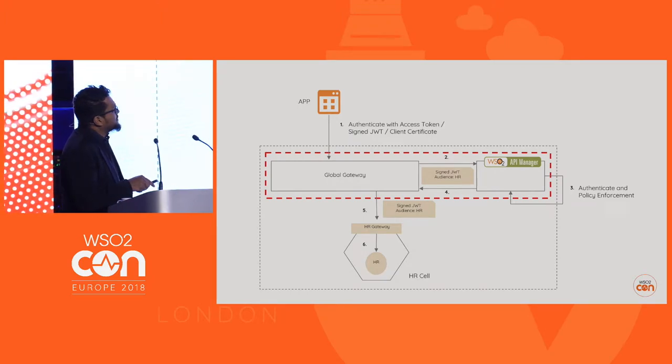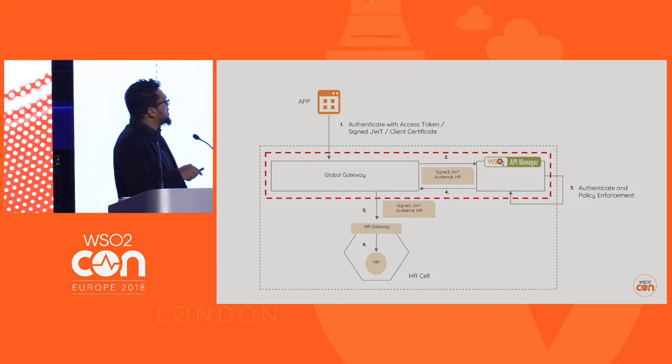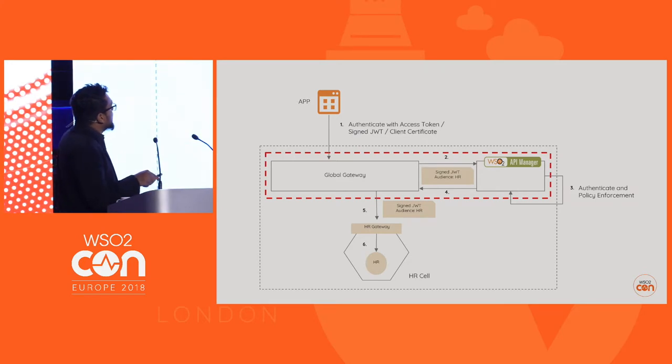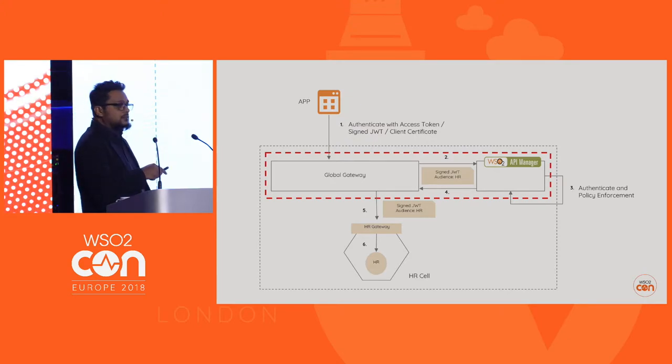And if that step succeeds, it will return a signed JWT with the audience set as HR. So audience is a claim in the JWT. It will set the audience as HR, because the initial call is going to the HR cell. So it's mainly using this audience.